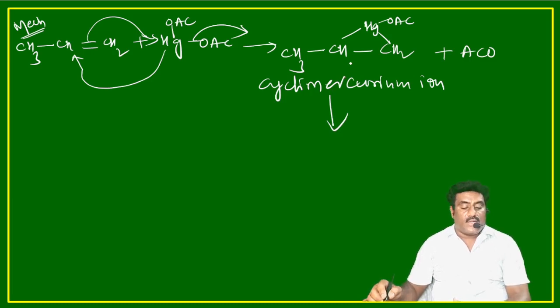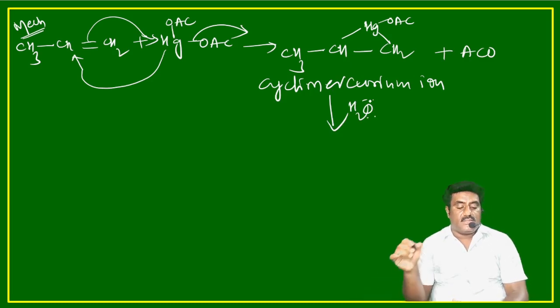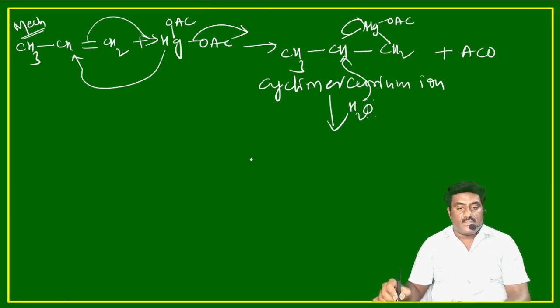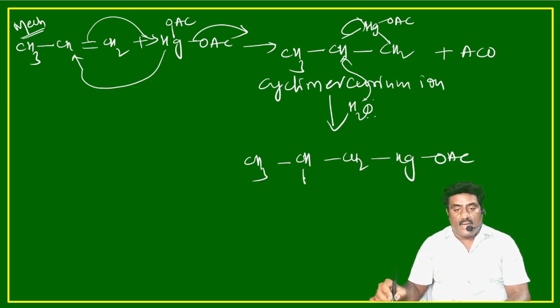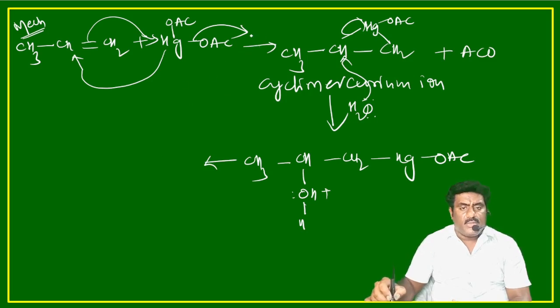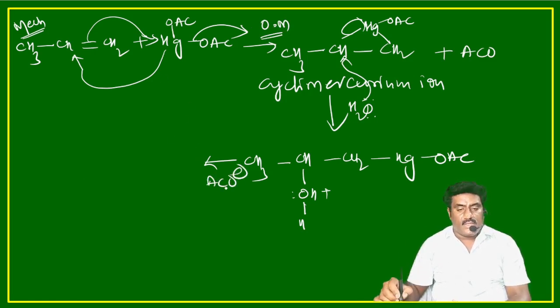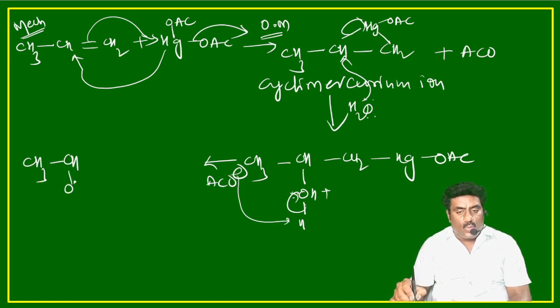So in the second step, water attacks the most substituted carbon atom. H2O attacks to form CH3, CH, CH2, HgOAc. Here water attacks. Again, what process is it? It is an oxymercuration process. Again, acetate takes a proton, forming CH3. See, I am writing the product CH3, CHOH, CH2, HgOAc.